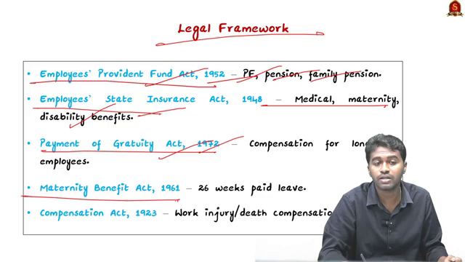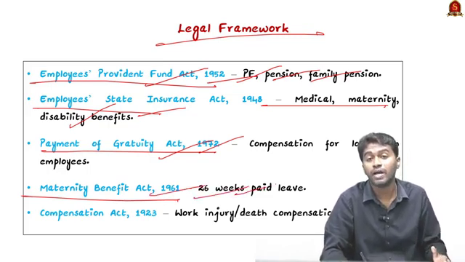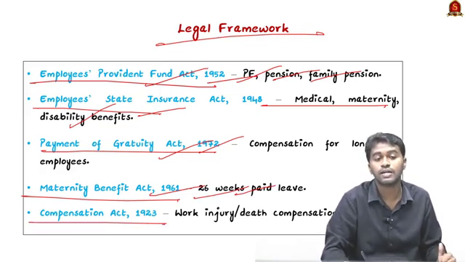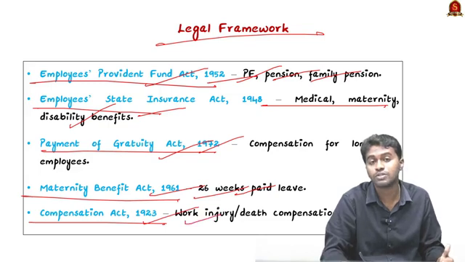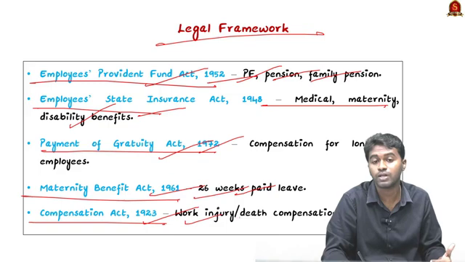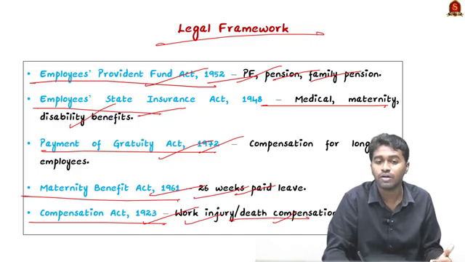And next we have the Maternity Benefit Act 1961, which provides 26 weeks of paid leave for pregnant women. And next we have the Compensation Act 1923, which guarantees compensation to workers if they suffer any injury at the workplace, or if any death occurs, then the family will receive the compensation amount.